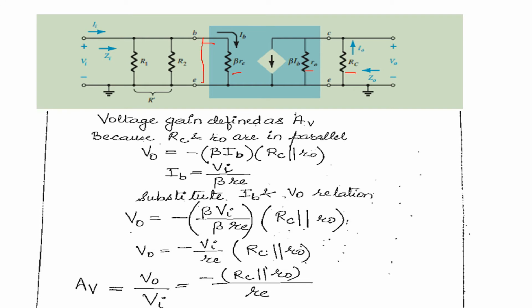Current is nothing but voltage divided by resistance, so Ib is Vi upon beta Re. Substituting the Ib and V0 relation in this equation, V0 is beta times Vi upon beta times Re, into Rc parallel R0. So V0 is equal to minus Vi upon Re, because beta will cancel out, times Rc parallel R0. That is why AV is equal to minus Rc parallel R0 upon Re.